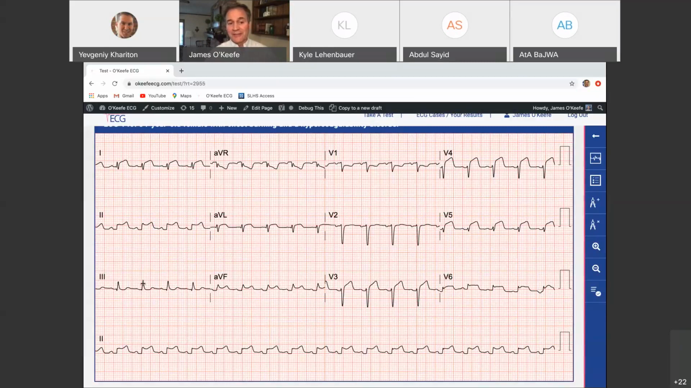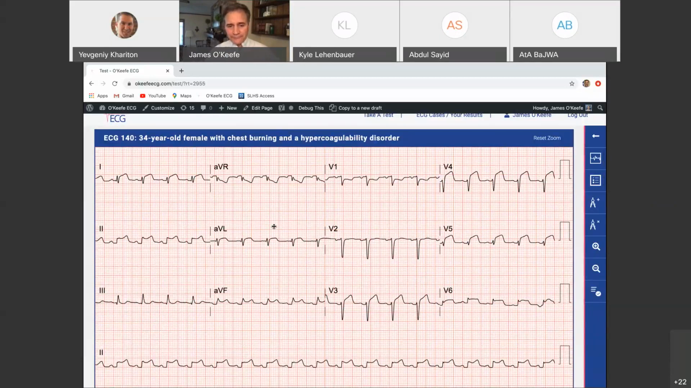So this is two or more leads, but they're not contiguous. If you had lead 3 involved, then you'd call the inferior as well. But you wouldn't call the inferior, you'd call the anterior, anterolateral, and high lateral. There's low voltage, less than 5 millimeters total QRS, R plus S amplitude, in the precordial leads, and there's about 11 millimeters of QRS in V3. So you don't call the low amplitude in the precordial leads, but you do in the limb leads.